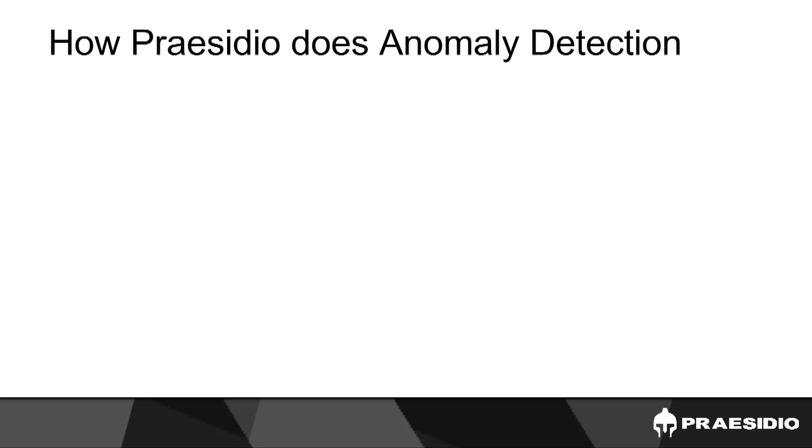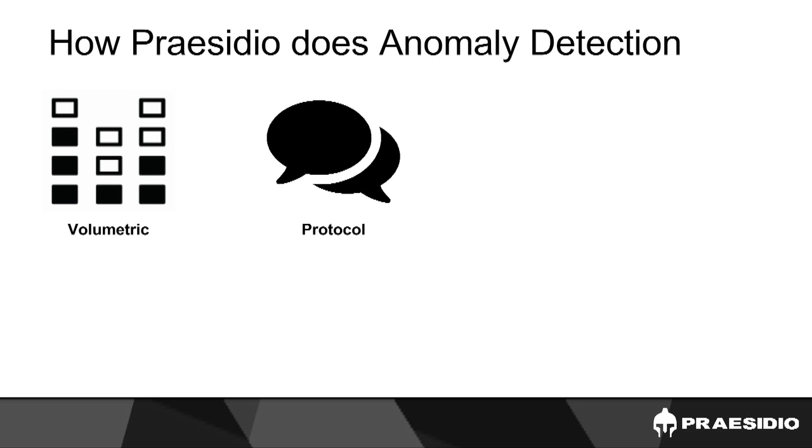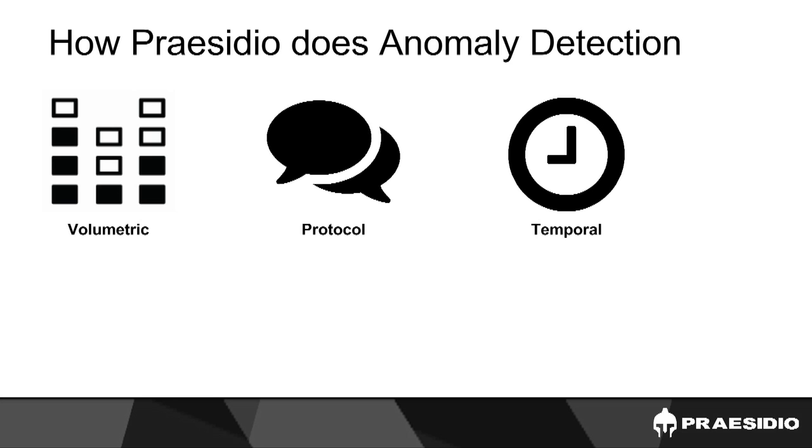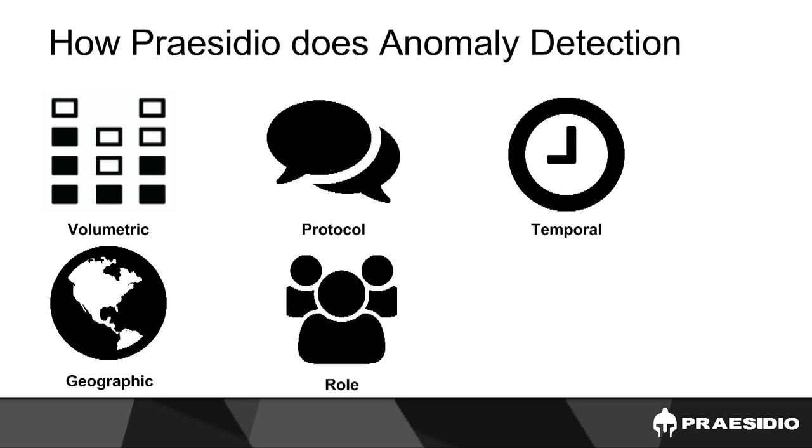So I want to talk about how Praesidio does anomaly detection real quick. We've broken it down in 7 different ways. Volumetric, how much data each node sends. Protocol, the type of network traffic. Temporal, when the traffic is sent. Humans have this very set schedule of like, oh, I show up at 9 on Mondays, but not on Sundays. Geographic, where is the data being sent? Role, which is, what are the users doing on your network and how do they normally do that?